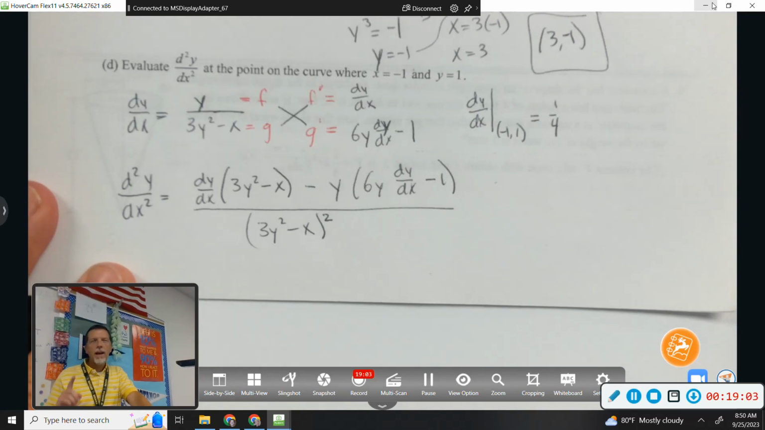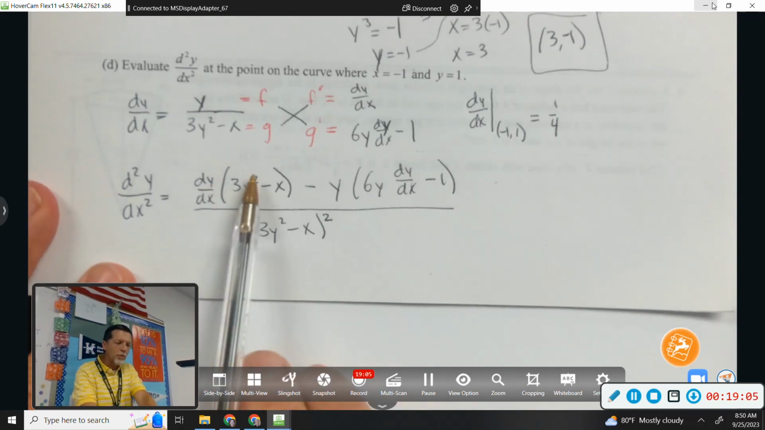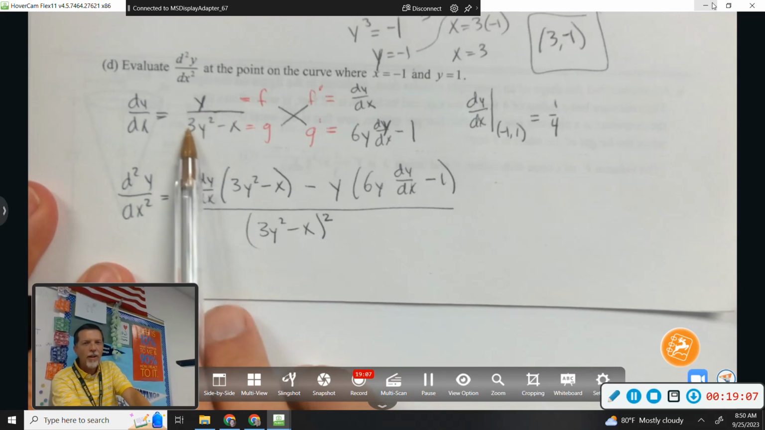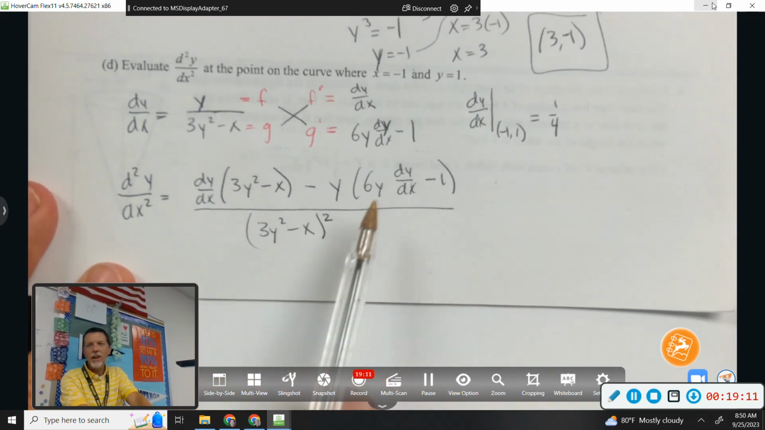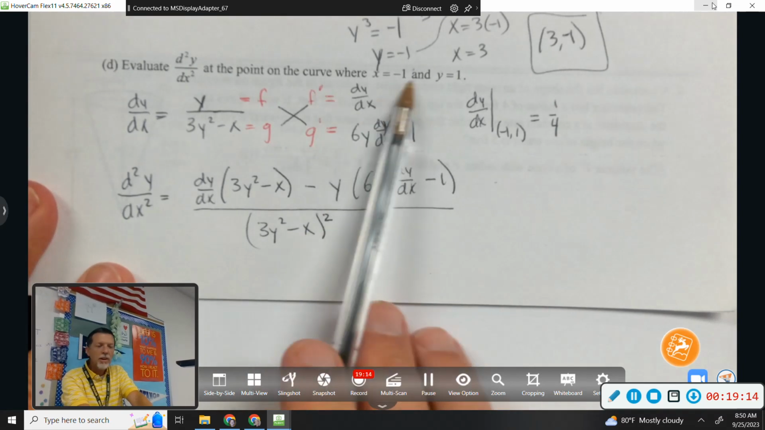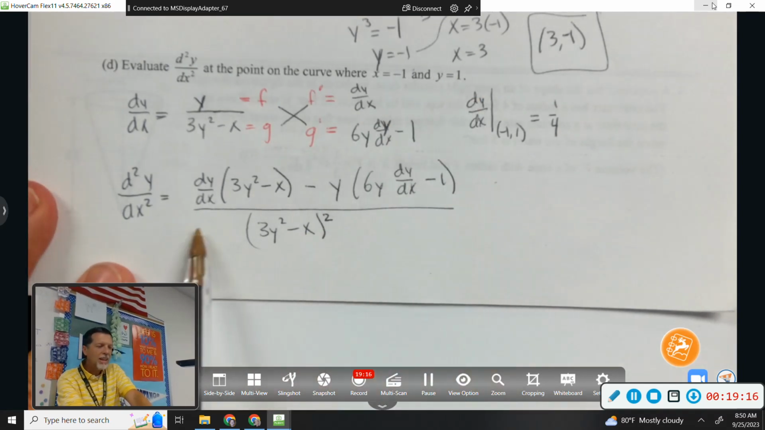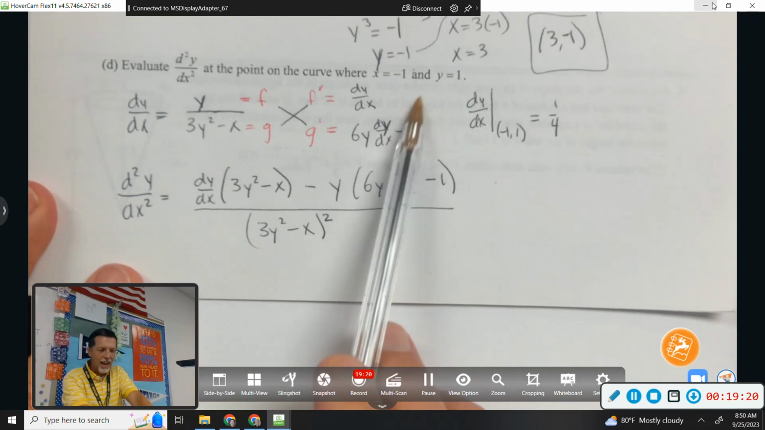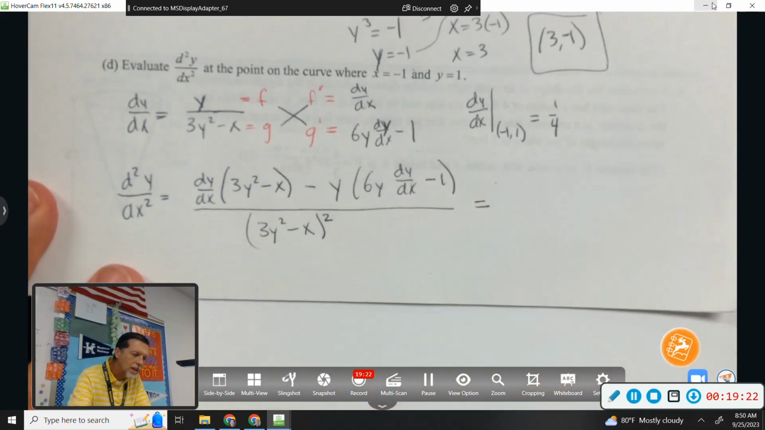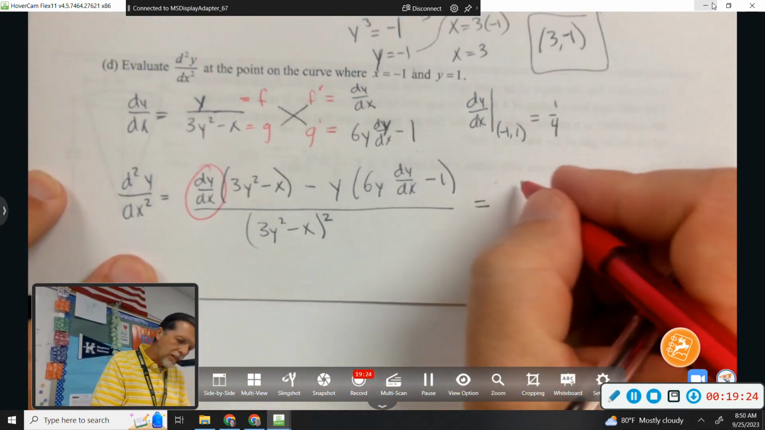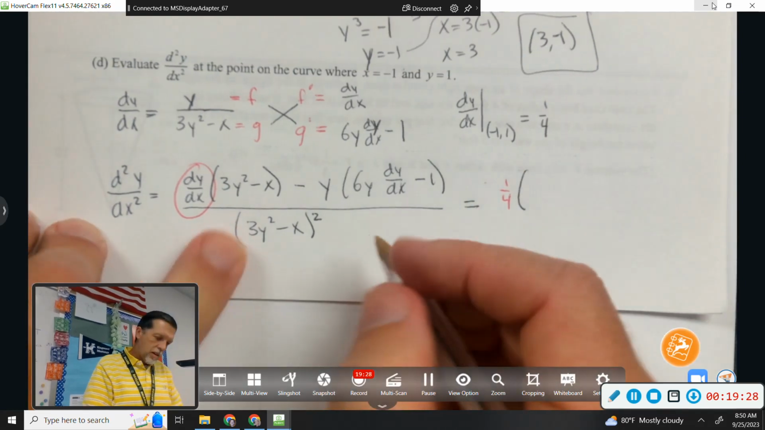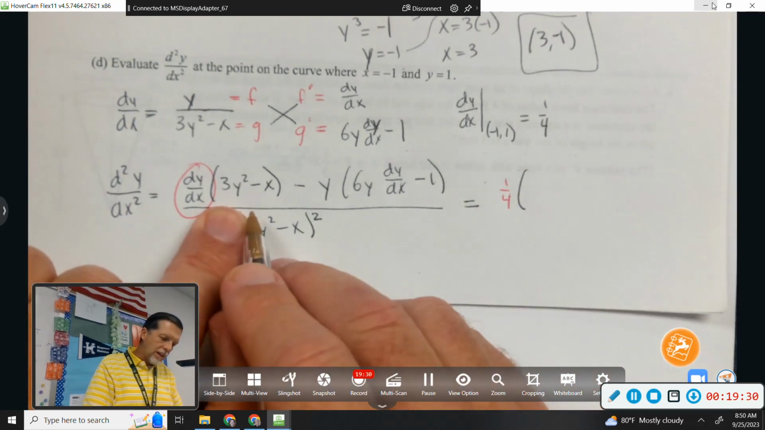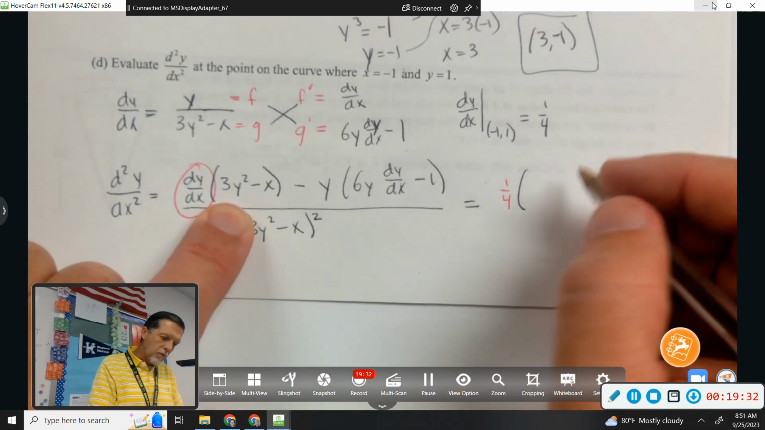Okay. Let me pause, because there have been times where we've substituted this whole algebra statement in for dy/dx, and then we have an algebra mess on our hands. But here, because we're plugging in negative 1, 1, I don't have to do that. I already know what dy/dx is at negative 1, 1. So dy/dx is 1/4. And then I'm plugging in negative 1 for x, 1 for y.